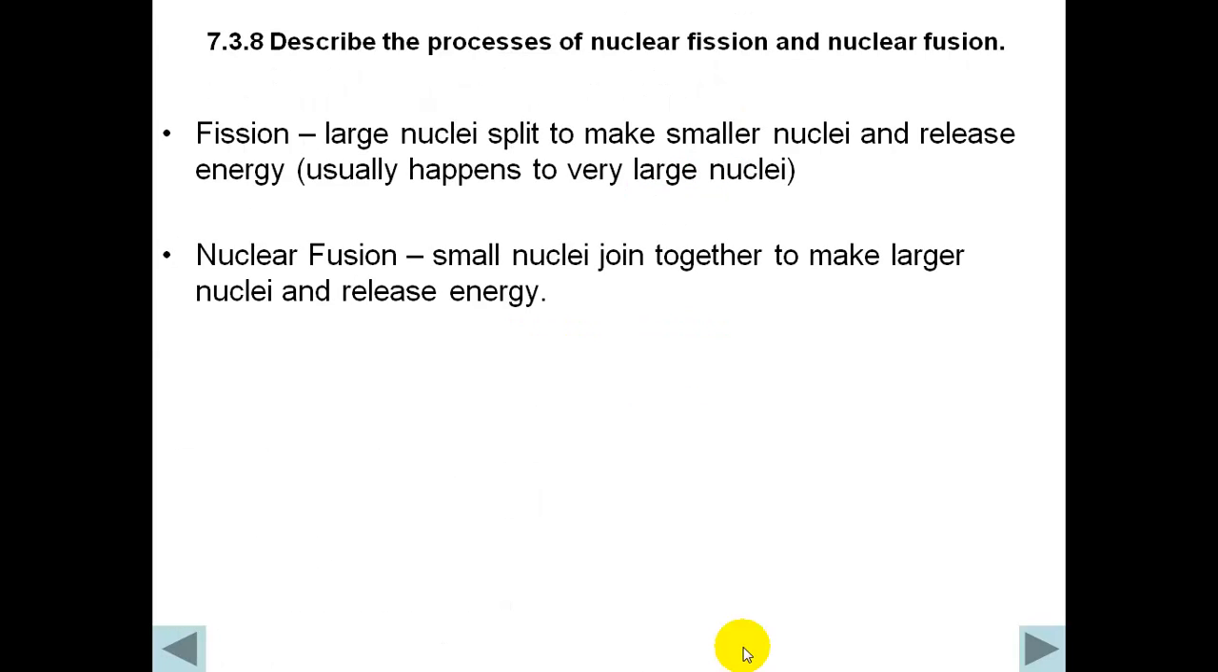Nuclear fission and nuclear fusion. Sometimes they ask this. Fission is when large nuclei split to make smaller nuclei, release energy and become more stable. Nuclear fusion is when small nuclei join together, when they fuse, to make larger nuclei, and this releases energy. In other words, they become more stable.